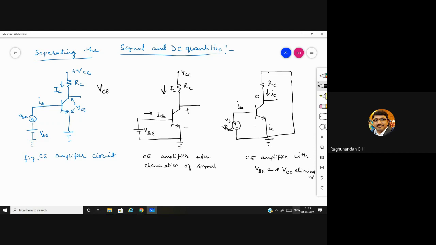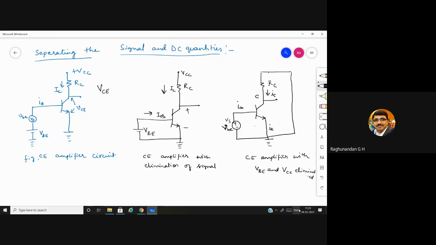So now we understood the importance of the DC signal and the importance of the AC signal. What is the AC signal? The signal which we want to amplify, the signal to which we want to add gain, is the AC signal. The DC signal is the signal responsible for keeping the operating point in the active region. So this is the importance.